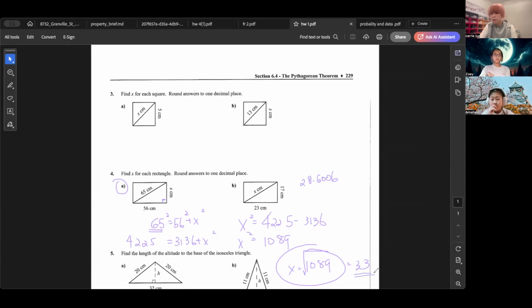Oh, by the way, Zoe and Amelia, I need to tell you, okay? So when you have this one, 33 is a whole number, right? But this question said round answers to one decimal place. That means if you give me 33 as the answer, it is wrong. You have to give me what? 33.0. Get it?